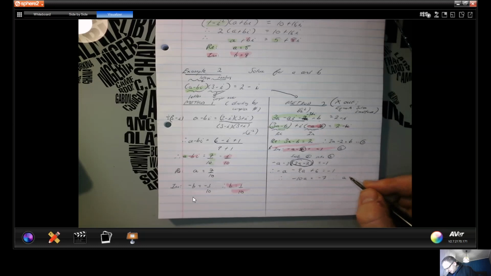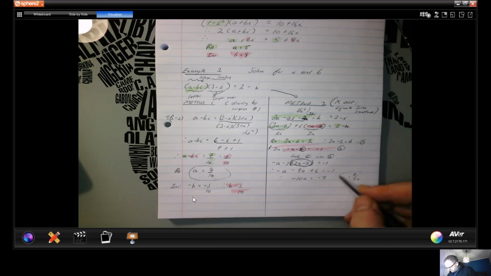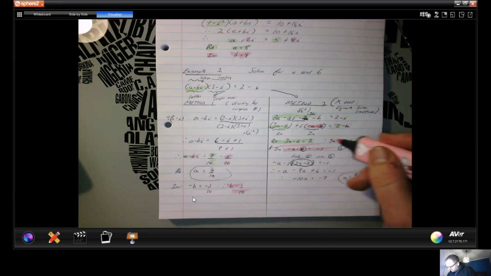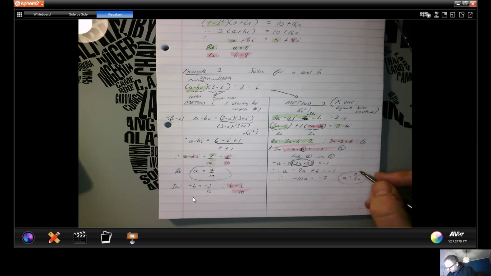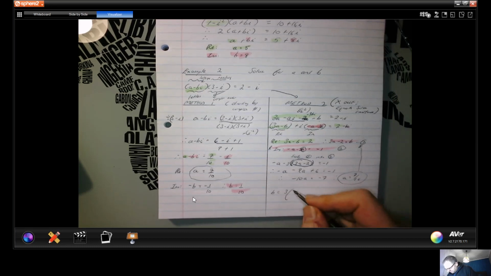Divide by negative 10 and I get a is equal to 7 over 10, which is a relief because it's the same answer as what we got here. So a is 7 over 10. And now if I'm going to sub back and solve for b, well, the easiest place to sub back into is into equation 1, which has isolated b already. So b is going to be equal to 3 times a, which is 7 over 10.